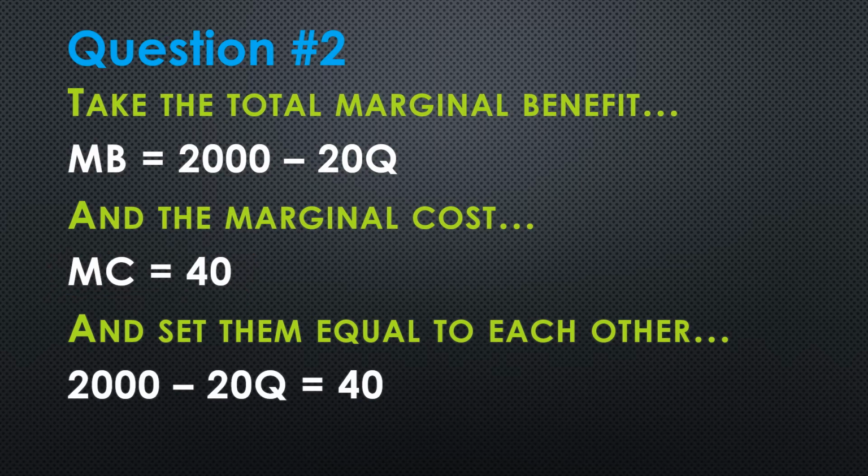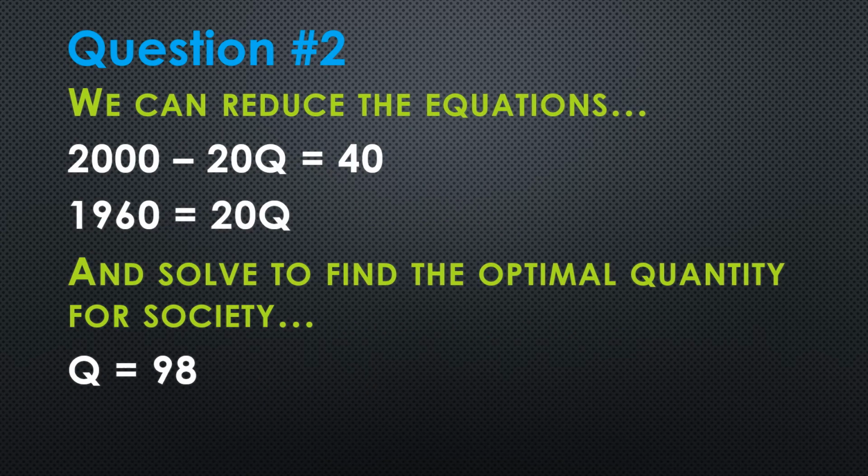And we can set these equal to each other because we want the marginal benefit to be equal to the marginal cost if we are going to be at the societally optimal outcome. So we say this 2,000 minus 20Q has to be equal to 40. We can reduce these equations down by simply subtracting 40 from both sides and adding 20Q to both sides, and we get 1,960 equals 20Q. And from there, we can solve and find the optimal quantity for society. And in this case, quantity equals 98.